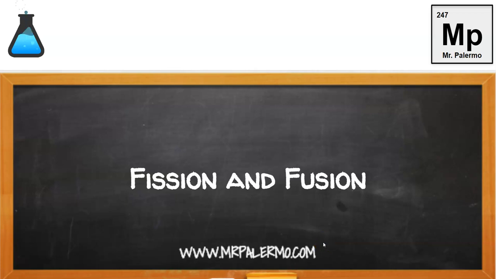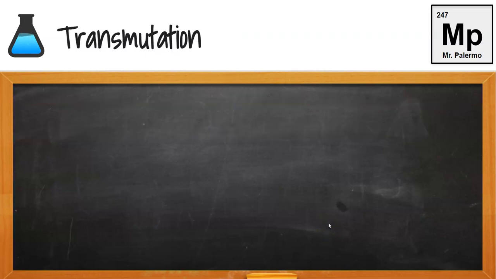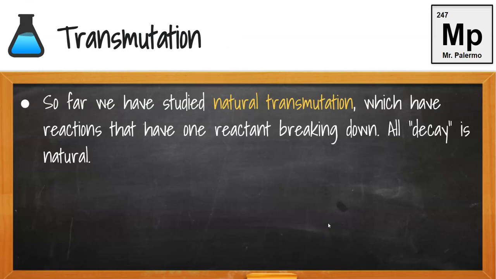In this lesson, we're investigating nuclear fission and nuclear fusion. Our lesson objectives: first, compare and contrast artificial versus natural transmutation, and then compare and contrast nuclear fission and fusion reactions.